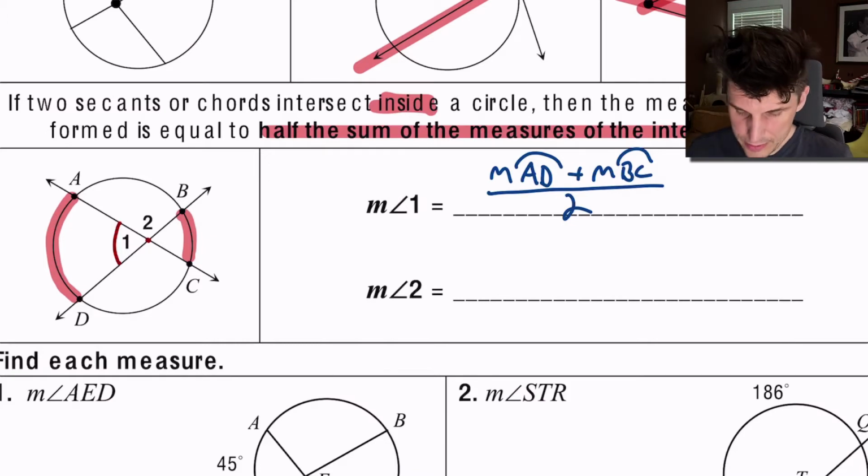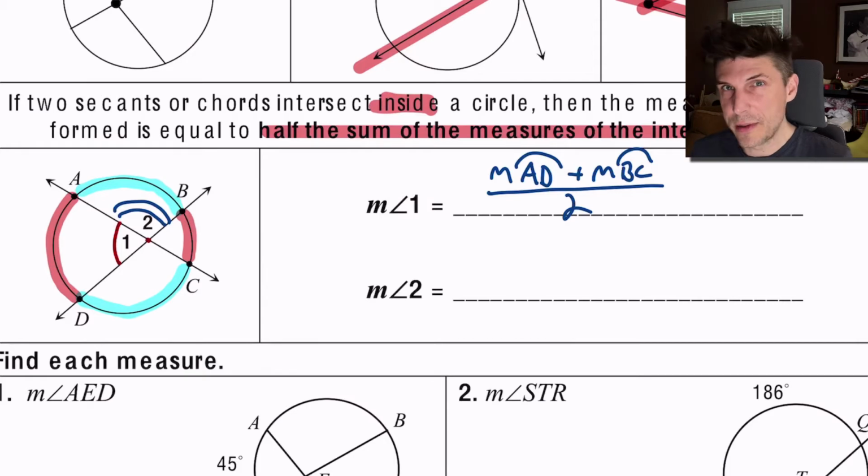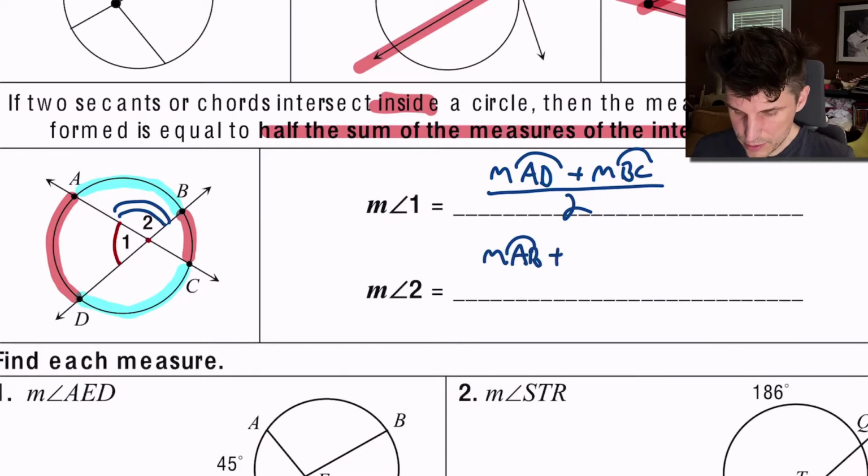And then the other one, I will highlight it in blue. Let's use a blue marker here. So angle 2 here is going to be associated with these two arcs. Those are the intercepted arcs. So why don't you pause the video and see if you can write down the formula for angle 2. The measure of angle 2 is the measure of arc AB plus the measure of arc DC, all divided by 2.